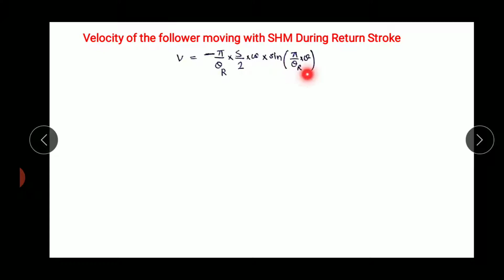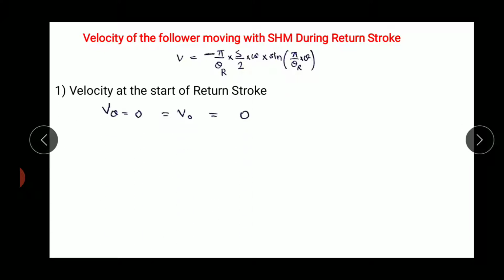Again, for this trigonometric part, simply draw a line and calculate it for the start, middle and end of return stroke. As I spoke earlier, at the start of out stroke or return stroke, and at the end of out stroke or return stroke, velocity will always be 0. As you put 0 here, it will become sine 0, the entire term will become 0 and velocity will become 0. So at the start of return stroke, velocity will be 0.